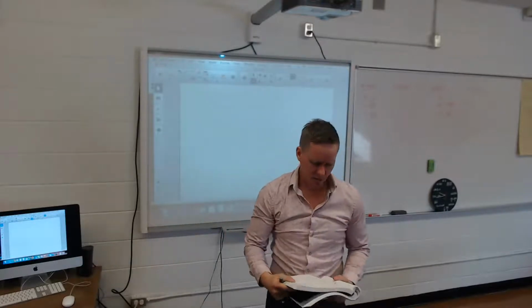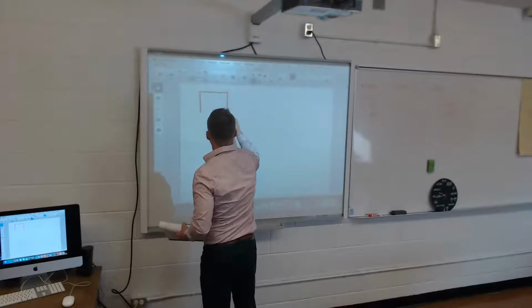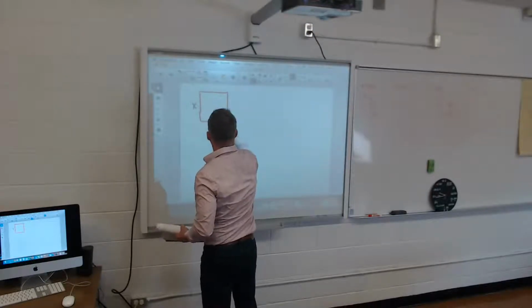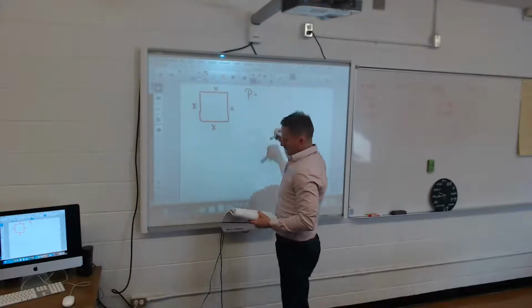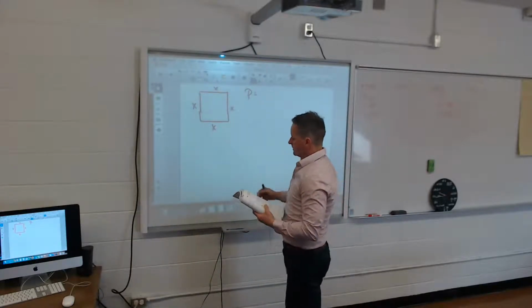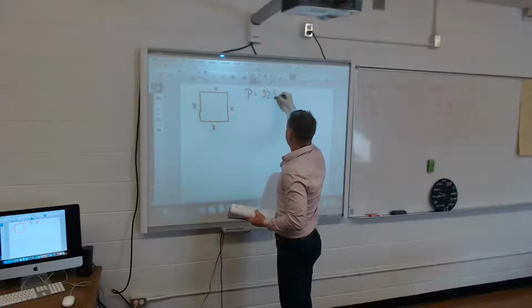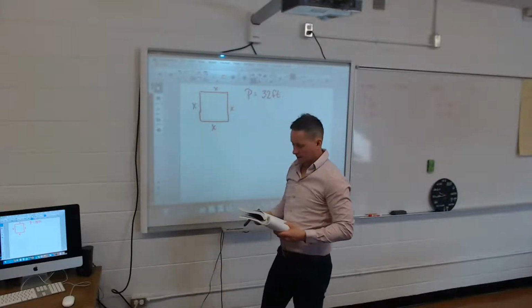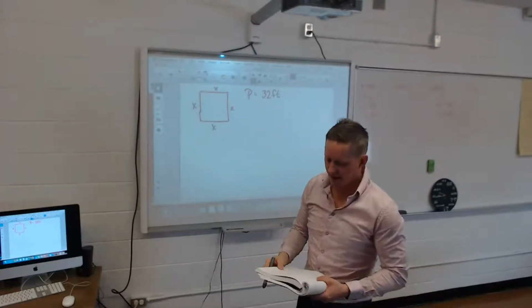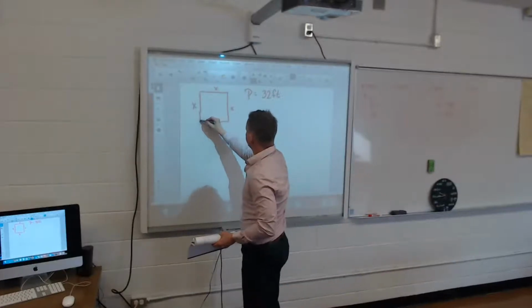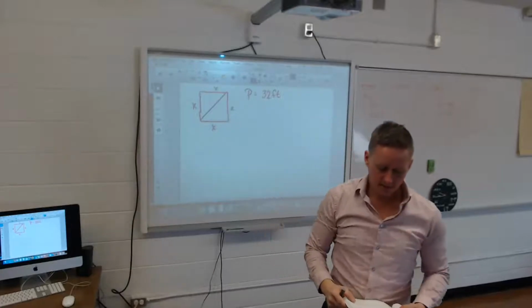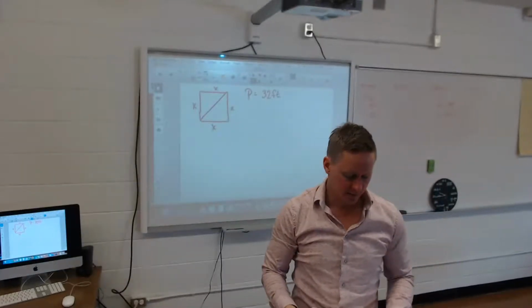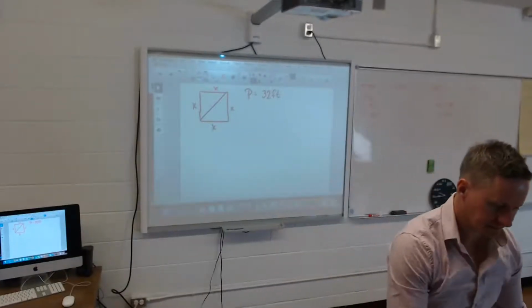Tyson has a square dog run with a perimeter of 32 feet. He wants to split the dog run diagonally. What is the length of the diagonal section of fencing that Tyson will need to install? Show your reasoning. Okay.